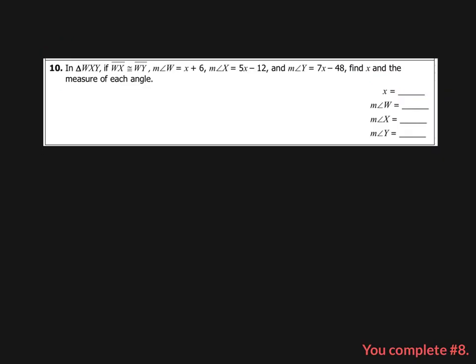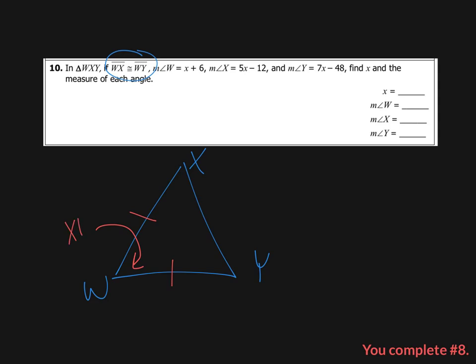Number 10, very similar, triangle WXY. So here's W, X, and Y. The next piece of information that they give us, or I should say the first critical piece, is that WX is congruent to WY. WX is congruent to WY. Then they tell us that angle W is x plus 6. So in here is x plus 6. And angle X is right here. That's 5x minus 12. And angle Y is right here.